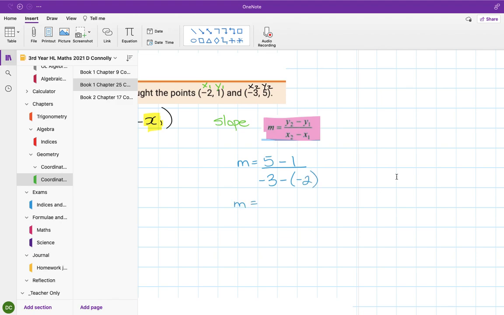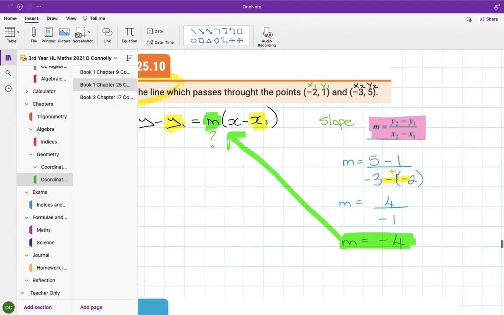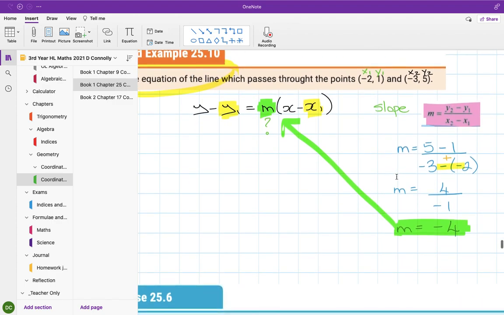Simplifying that, the top line becomes 4. And on the bottom line, these two minuses coming together become a plus. So we have minus 3 plus 2, so that's minus 1. And 4 divided by minus 1 is minus 4. So now I have a slope, and I can go on with my question.